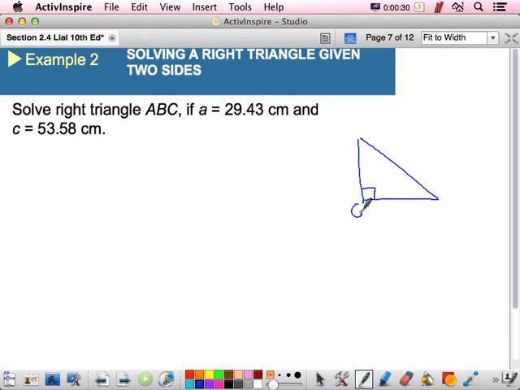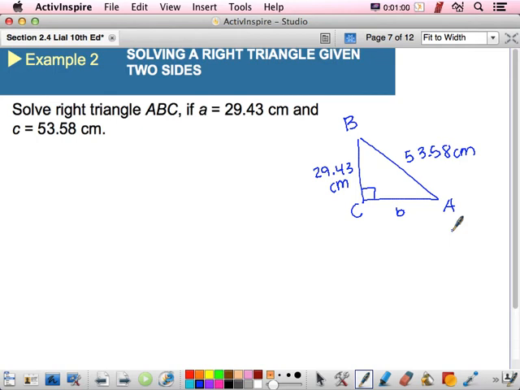I'll call this C, and this is also little c, 53.58. And then I'll call this A, which means this will be little a, 29.43. And this will be capital B, so this will be little b. Well, the good news when you're given two sides is you can use the Pythagorean theorem to solve for the third. Always be on the lookout for that, okay? Do that first. It's the easiest thing to do.